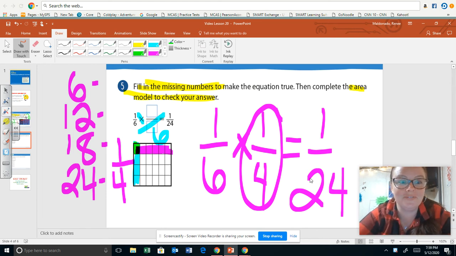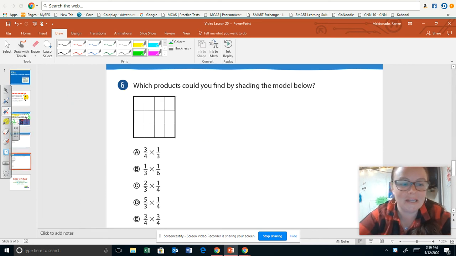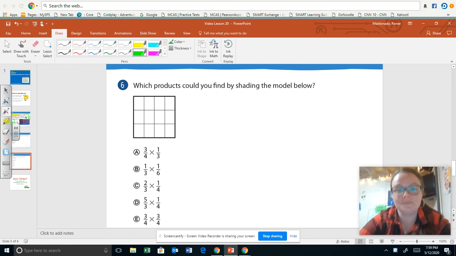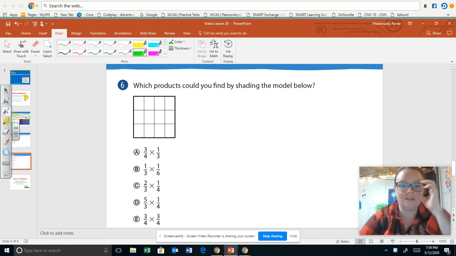How you doing? Getting it? Okay, this is our last one together. Which products can you find by shading the model below? So in this problem, they're giving us the beginning stage of an area model. We have to select all that apply.